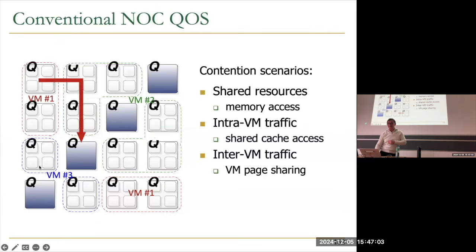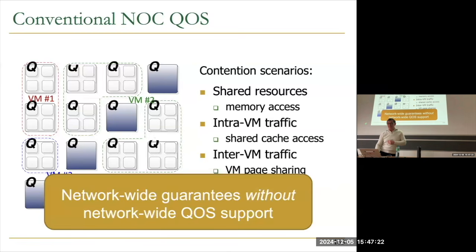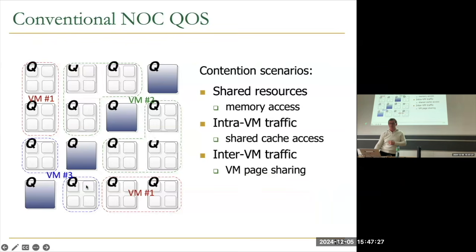So essentially, whenever you're accessing a shared resource, these are the shared resources over here, you have a memory access. And you may contend across different virtual machines, or you can consider these as different applications. We were looking at the virtual machines over here. So clearly, this leads to a quality of service issue. So we wanted to really have network-wide guarantees without network-wide quality of service support. So if you have something like this, then you need to support quality of service in all of the routers, because your network is really not designed to provide some sort of isolation.